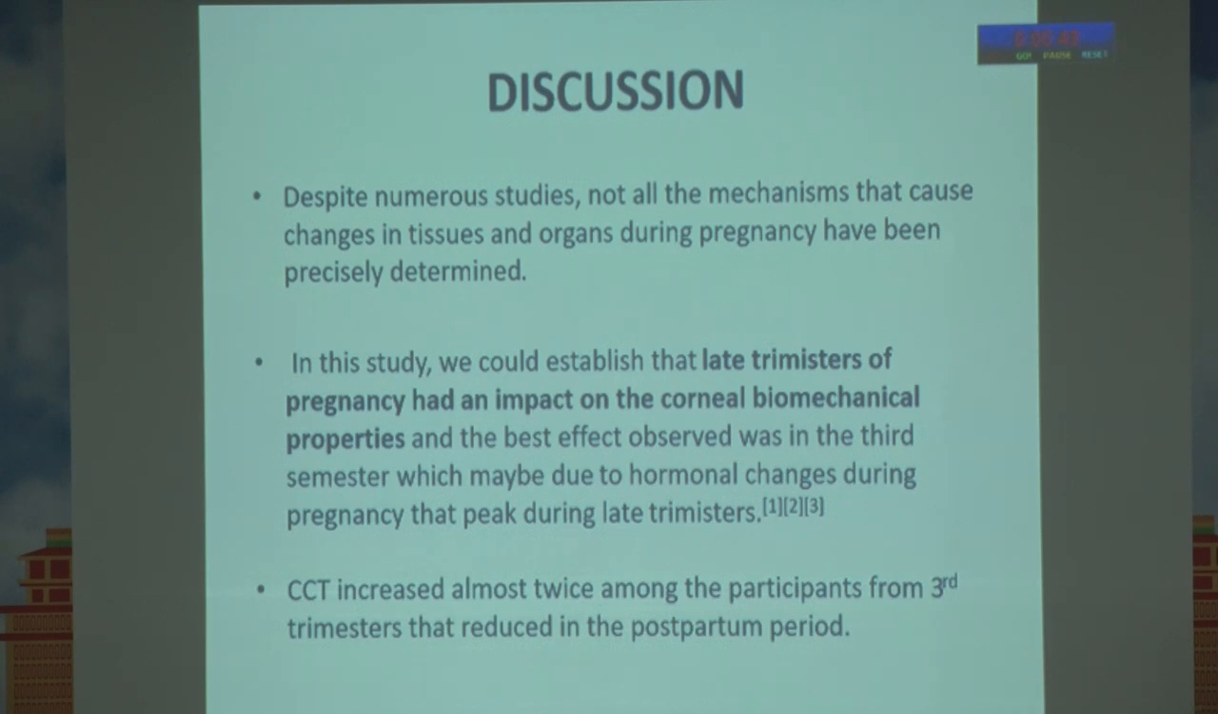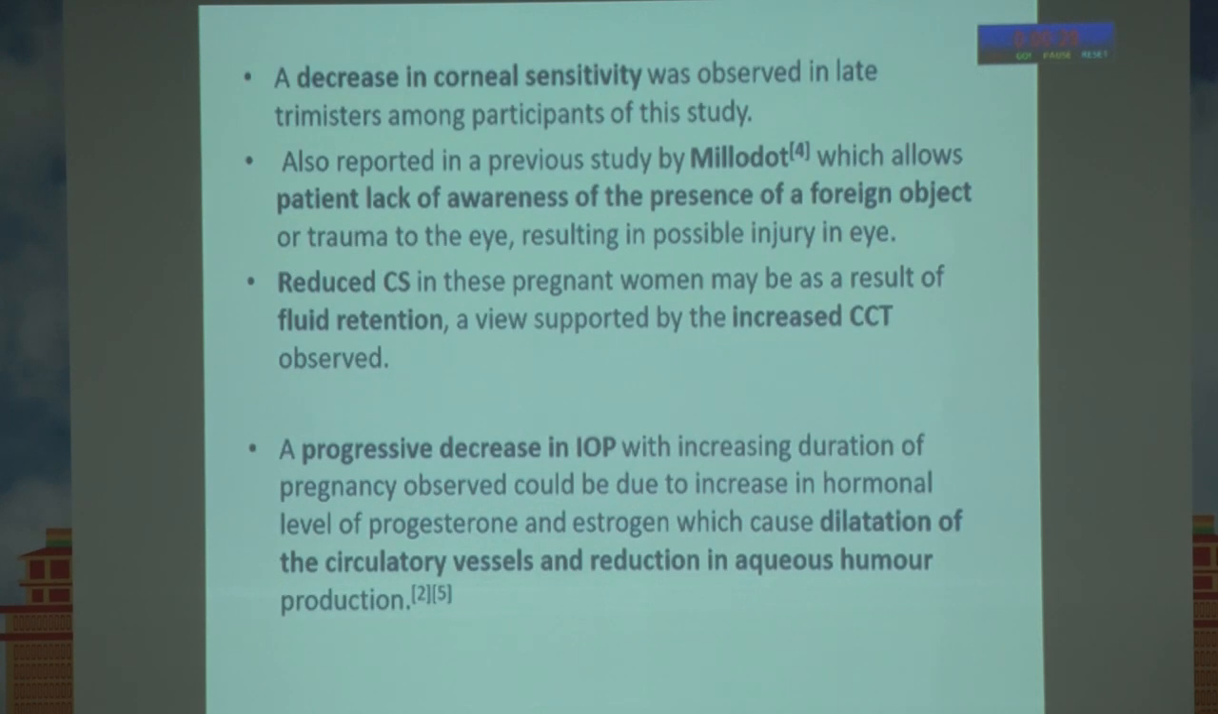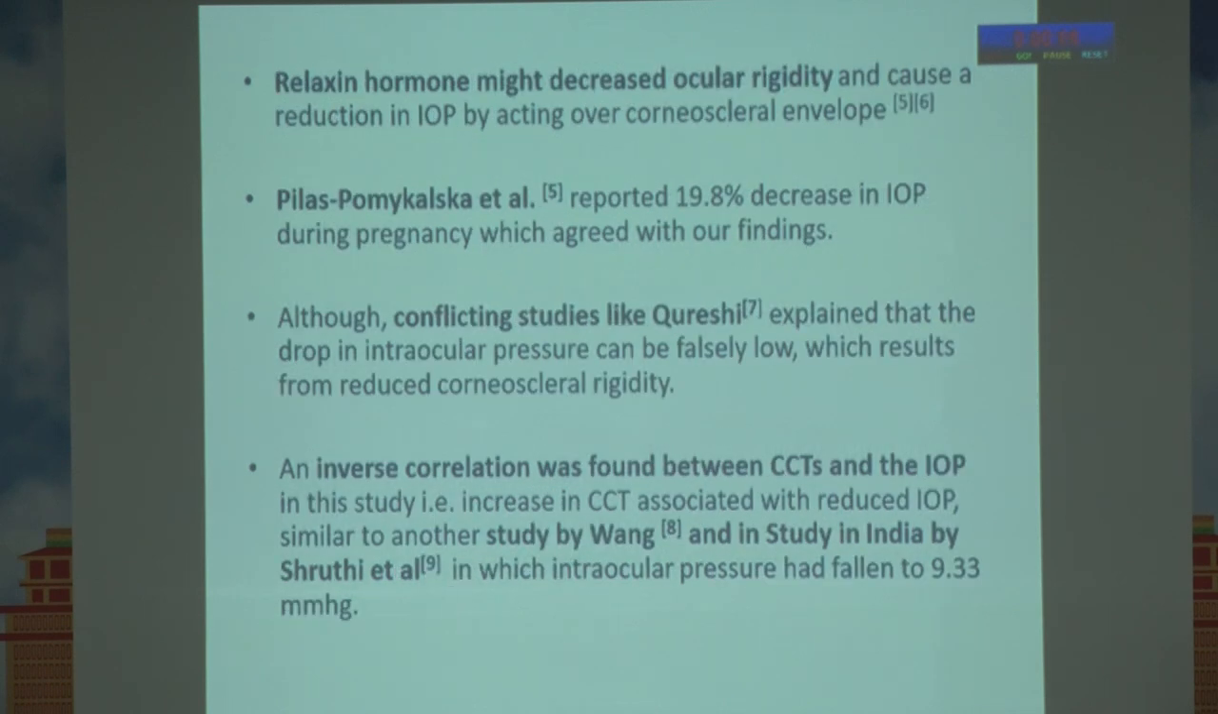Discussion: we could establish that the late trimesters of pregnancy had an impact on corneal biomechanical parameters, probably due to the hormonal changes during pregnancy, which peak in the later trimesters. This was supported by previous studies done by Mildot. Similarly, reduced corneal sensitivity was probably caused by fluid retention, which also increases the CCT. This was also shown in previous studies by Pilas, Pomikalska et al.